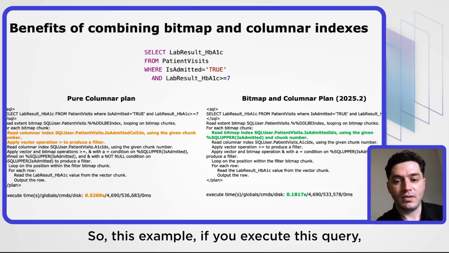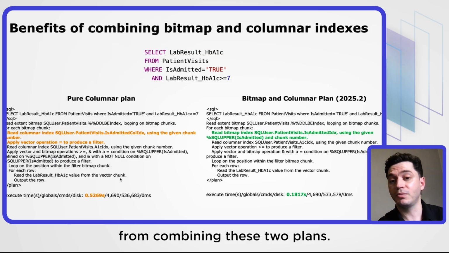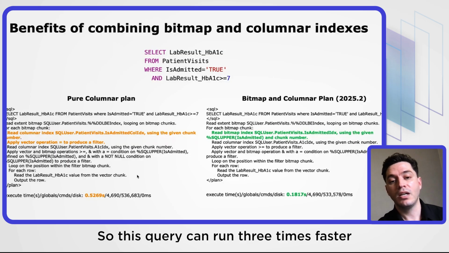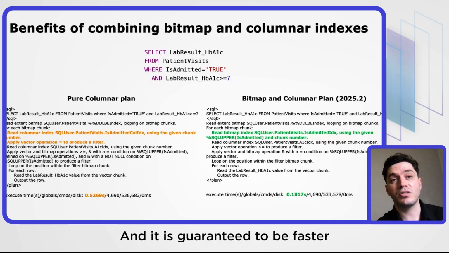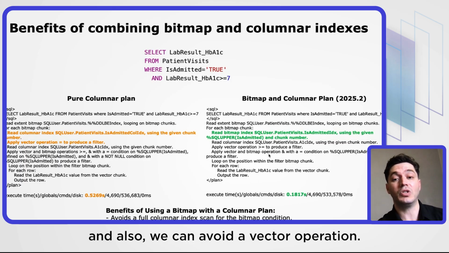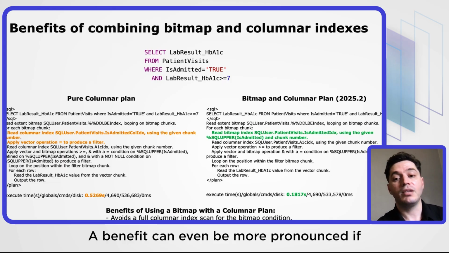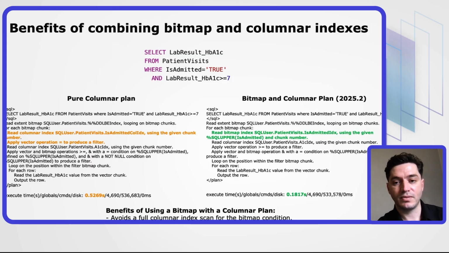If you execute this query, it highlights how much benefit we can get from combining these two plans. This query can run 3 times faster now by combining these two indices together. And it is guaranteed to be faster because first, with bitmap, we avoid a full columnar index scan, and also we can avoid a vector operation. The benefit can even be more pronounced if we have multiple bitmaps, so it can be much faster than just 3 times.